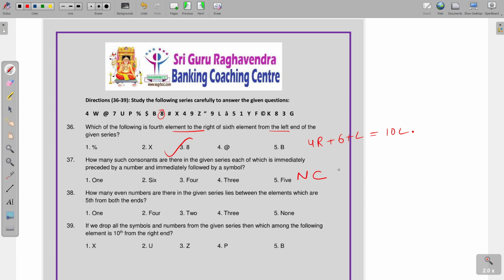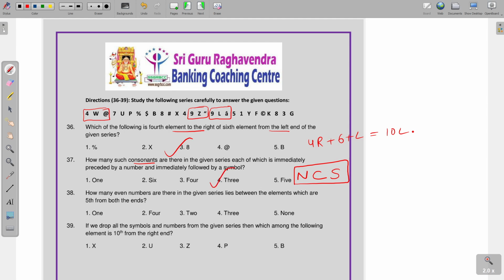How many such consonants are there in the series which are immediately preceded by a number and immediately followed by a symbol? Number, consonant and symbol, we need to find this combination. See, from the starting: number, consonant and symbol. The first combination came, and next number, consonant and symbol, and number, consonant and symbol, and also. So only 1, 2, 3, 3 pairs came.